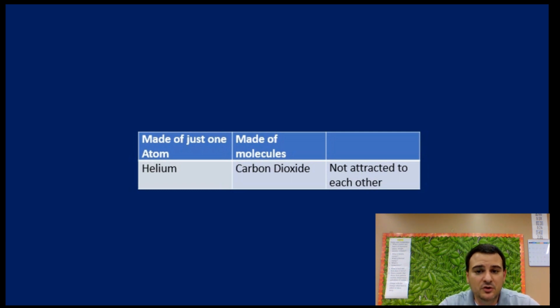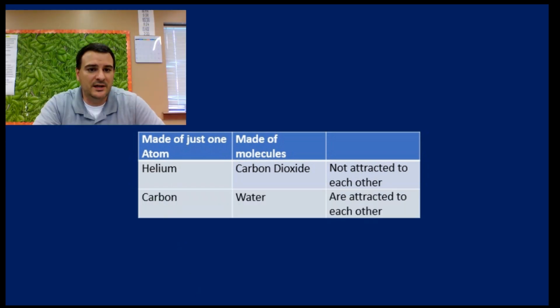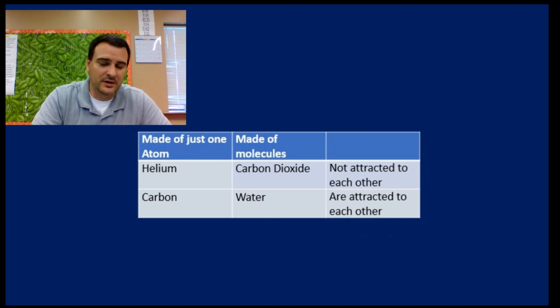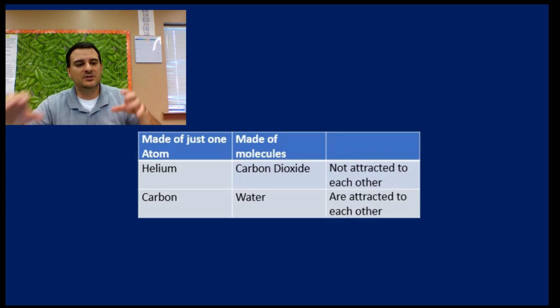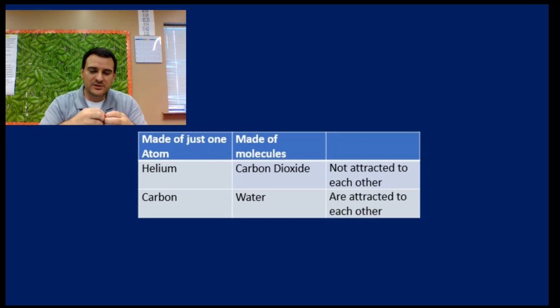Some things are made of single atoms, like carbon, made of just one atom, and some things are made of more than one atom, like water, and they're actually attracted to one another. And what can happen when this happens is that all the molecules will start sticking together and make one long molecule called an extended structure. So let's look at a couple examples.